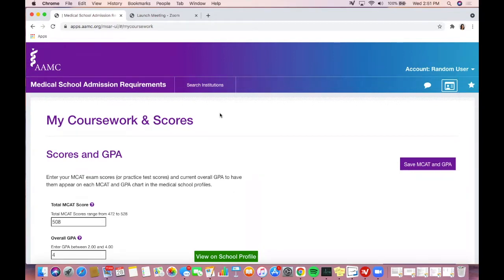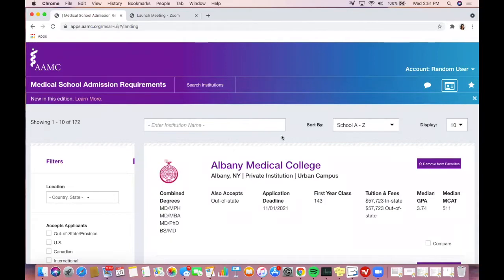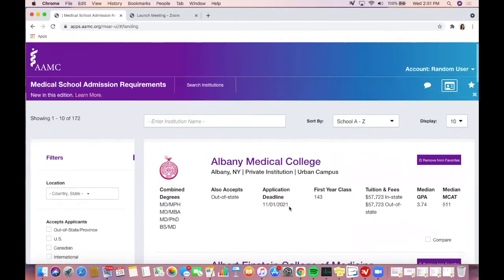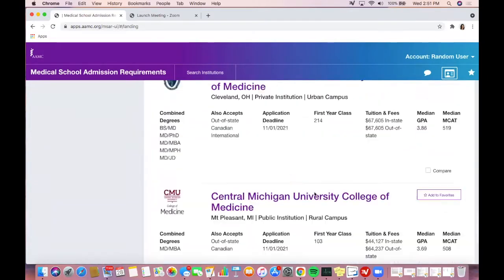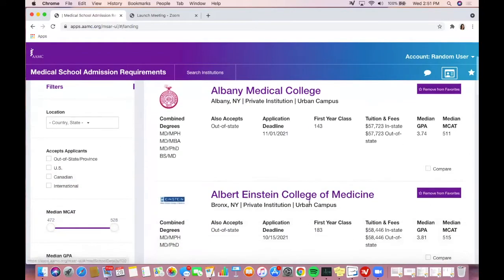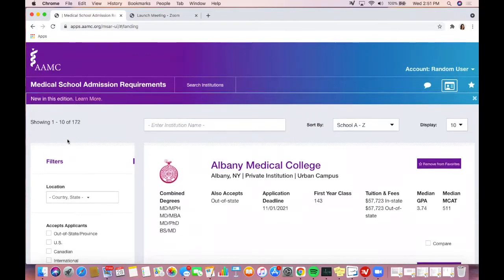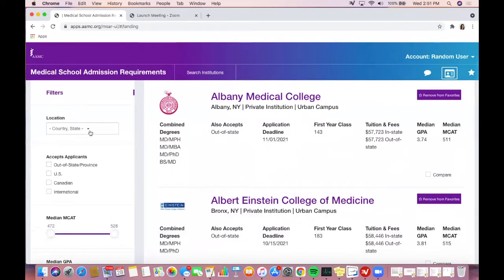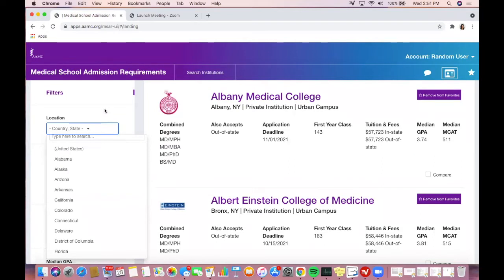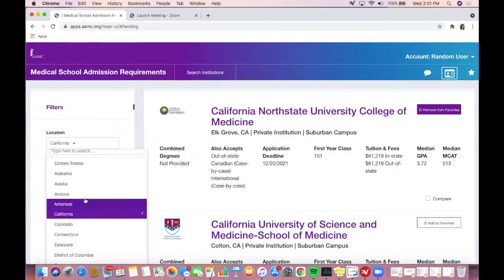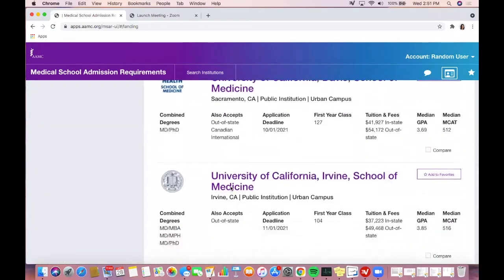Okay. So let's go back to our homepage and let's search institutions. This brings us back to the homepage, and you can see here that every medical school in the United States and in Canada is listed in alphabetical order, okay? Now, on the left-hand side, you can filter. You can filter schools based on state. So let's say you really want to go to medical school in California. There you go. Here are all your medical schools in California.